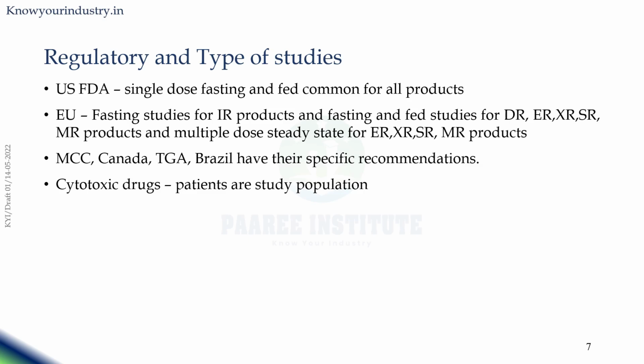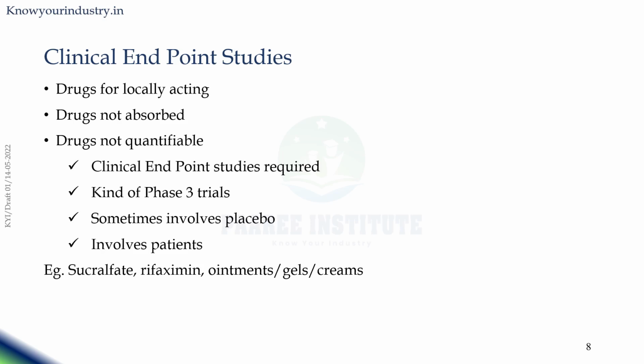Then in case of cytotoxic drugs like cancer drugs, we need to use patients as the study population. Sometimes the bioequivalence studies are designed based on the clinical endpoint, for those drugs which don't have absorption in the gastrointestinal tract. For those drugs, we design clinical endpoint studies. Some drugs which are locally acting in the gastrointestinal tract, like phosphate binders, bile acid binders, and some drugs for which there is no quantifiable plasma concentration, for those drugs also we do clinical endpoint studies.